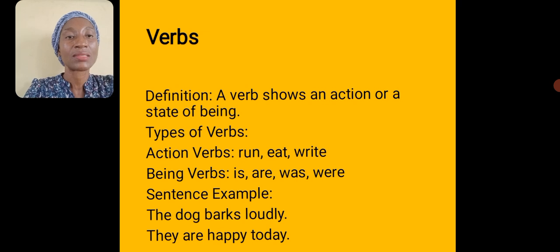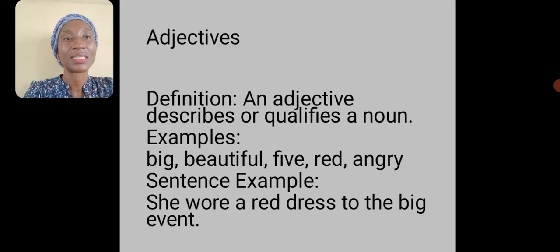Now let's look at two sentences that show the use of an action verb and a state of being verb. The first one says, the dog barks loudly. Barks is an action word, so it is a verb. It's an action verb because it shows what the dog does. The second sentence: they are happy today. Are is a state of being verb. It is not an action verb.